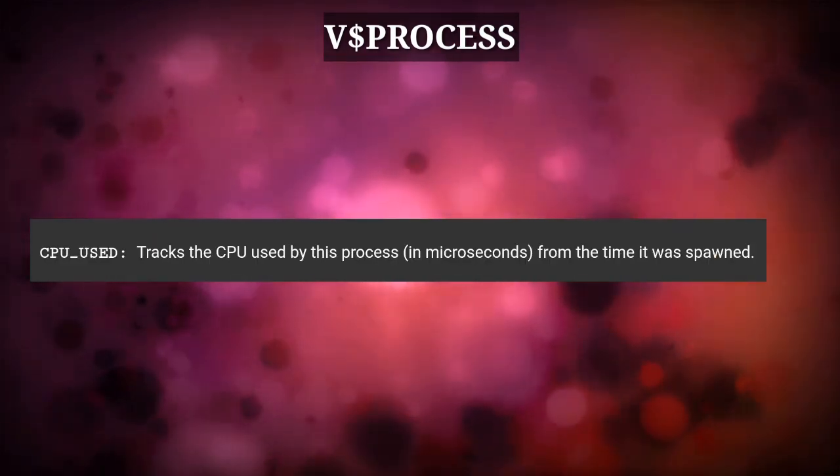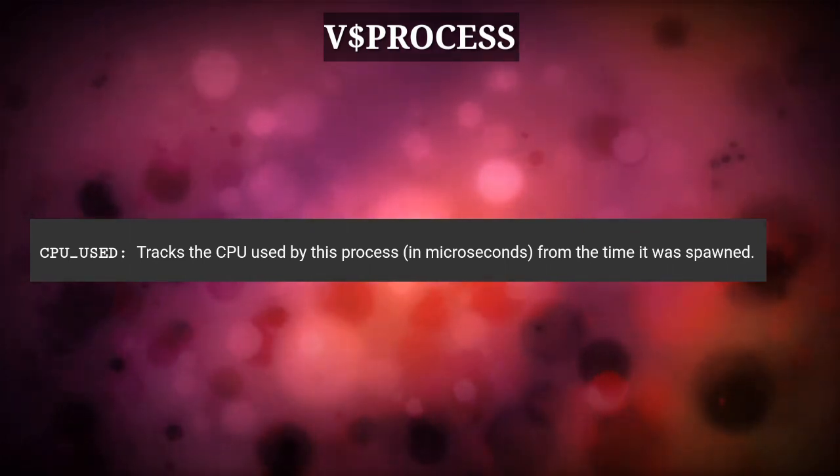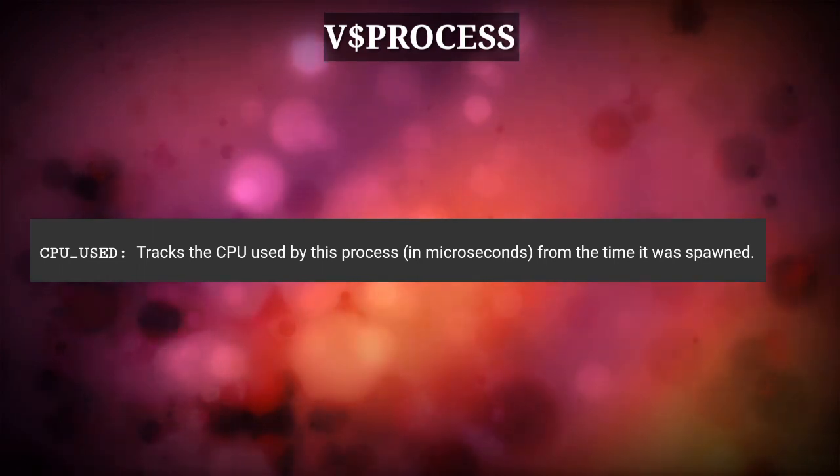CPU utilization. The CPU_USED column can be used to track the CPU being utilized by the processes.